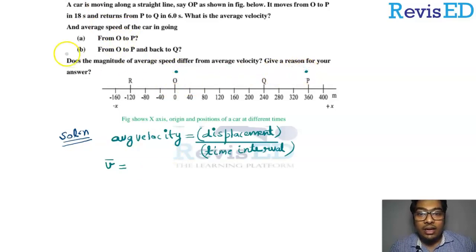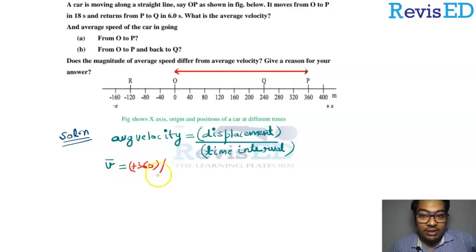So let us connect O to P. Let us draw a straight line. Let me use a different color for this. We have drawn the straight line as well. Now the car has moved from O to P in a rectilinear motion, right? So this is an example of rectilinear motion. So it will be plus 360, because 360 minus 0 is plus 360, divided by total time.